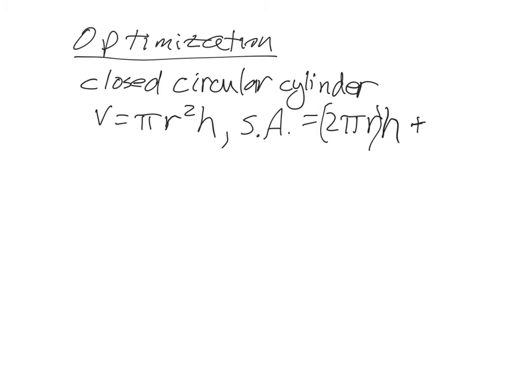And then don't forget, if it's closed, that means there's a top and a bottom. So we'd have 2 of the circles represented by pi r squared, top and bottom. Now, if something is open, an open box or an open circular cylinder, then we only have the bottom to work with. Surface area would only be the bottom, not the top as well. But if it's closed, we'll have 2 of those.